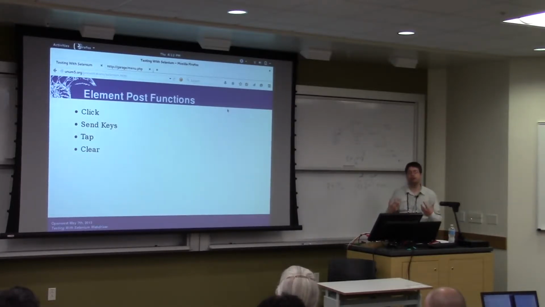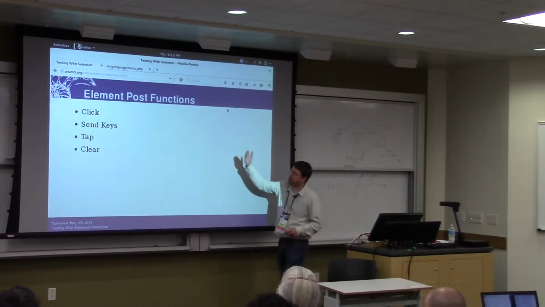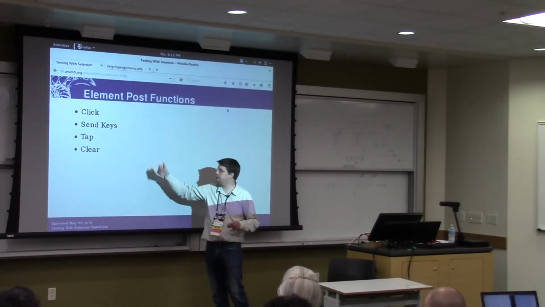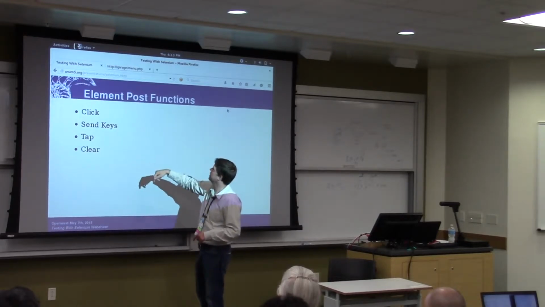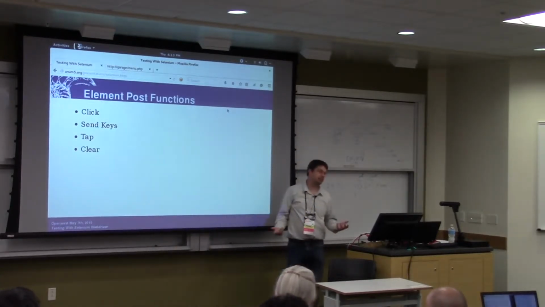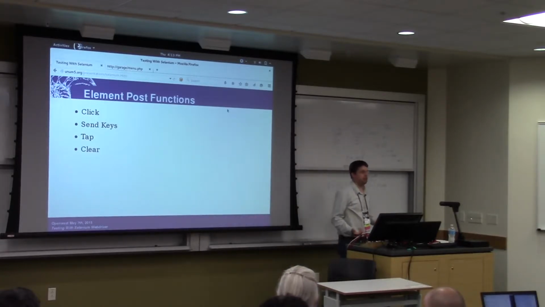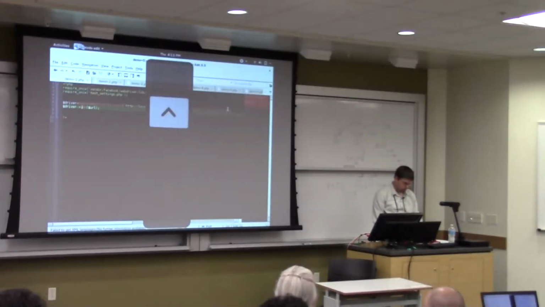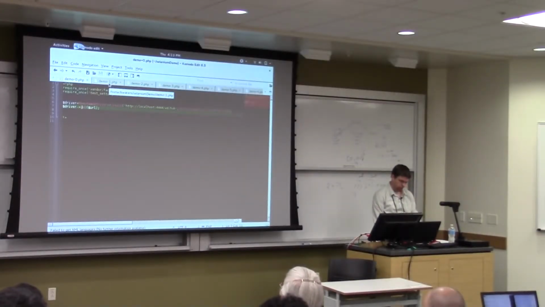Okay, and so once you've selected the object, you can interact with it. You can click on it. You can send keys to it. It's like you're typing into it. You can tap, or you can clear the element. Notice I put element post functions. If you're familiar with REST, it uses a REST interface. So post just means we're updating the element. So let's go to some more code.